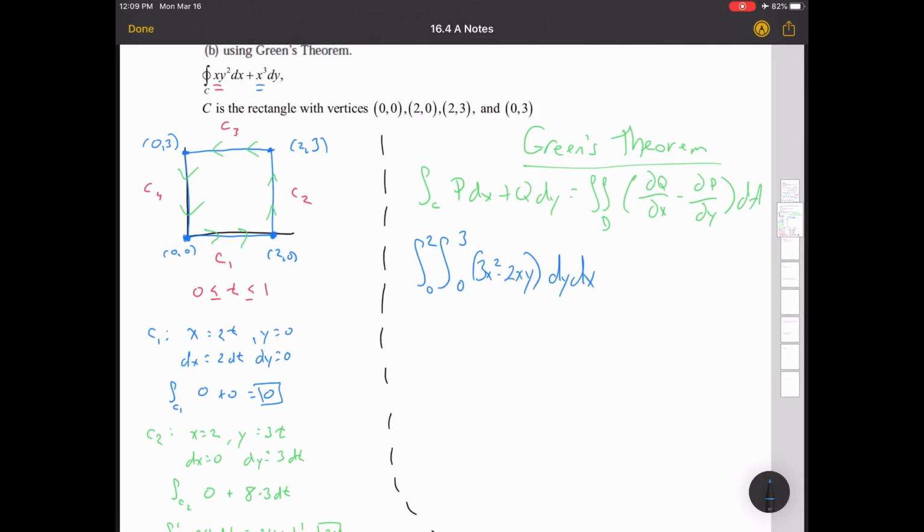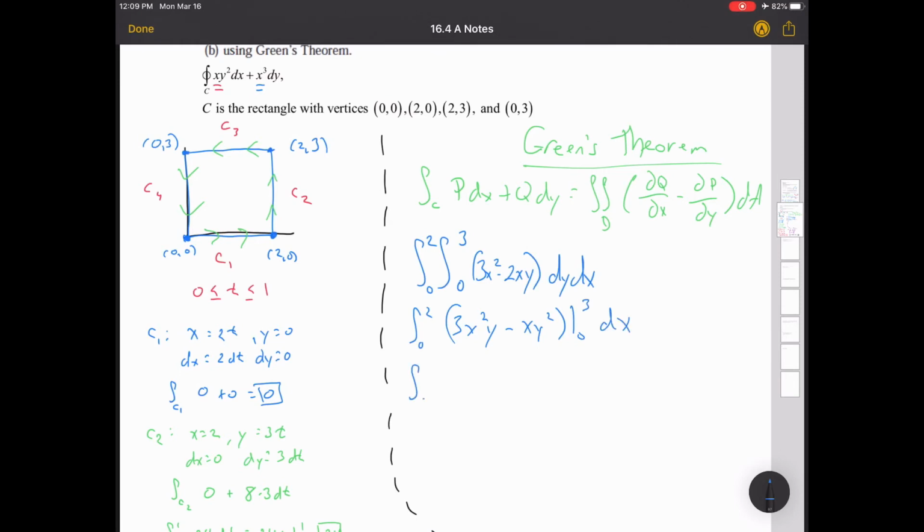And then we can go ahead and take the antiderivative of these things, and we'll see very quickly that this works out to be exactly the same as what we had before. So 0 to 2. The antiderivative with respect to y is going to give us 3x squared y minus xy squared from 0 to 3 dx.